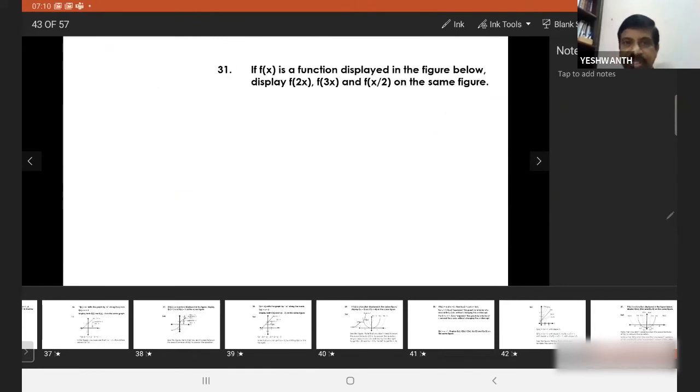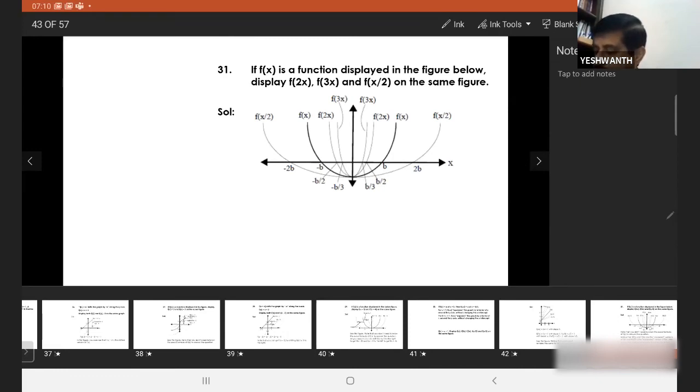Let's go for this. F of x is a function displayed in the figure below. Display f of 2x, f of 3x, and f of x by 2. This is 1. F of 2x means the slope increases, so it is like this. So f of 2x moves like this. It is f of x. F of x by 2 means it spreads like this. That's what you see. F of 2x is this. F of 3x is this, 3. F of x by 2 is 4. So the spreads are going on.